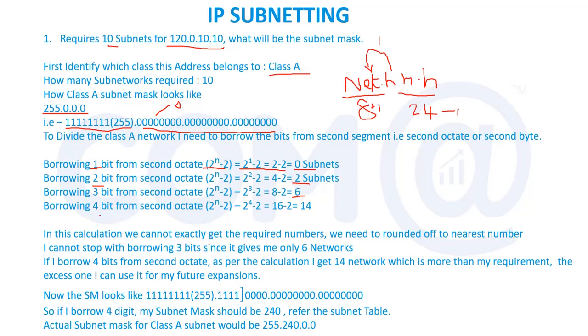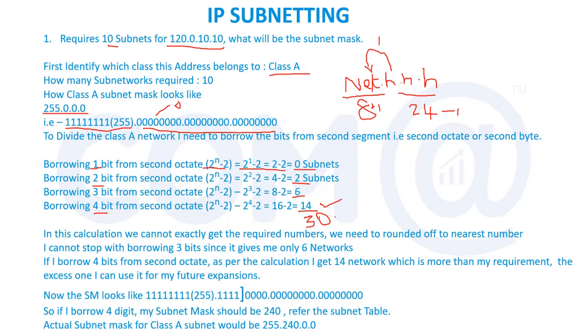Now I'm borrowing 4 bits. 2 power 4 is 16, minus 2 is 14. If I borrow 5 bits, it will be 2 power 5 minus 2, 32 minus 2, which is 30. So I will be getting 30 networks. I cannot exactly match what you are asking, because 10 cannot be matched here, since we are getting powers of 2. So we have to see the nearest one. You are asking for 10, so I will choose this particular 14 networks.